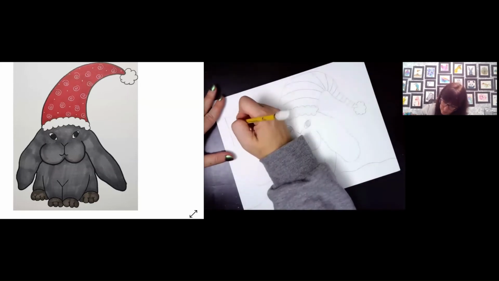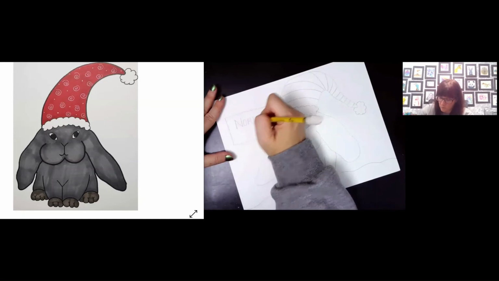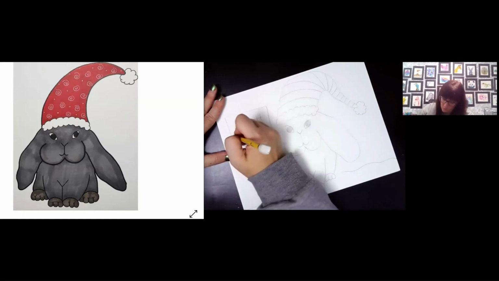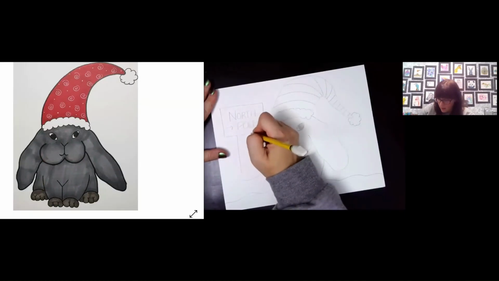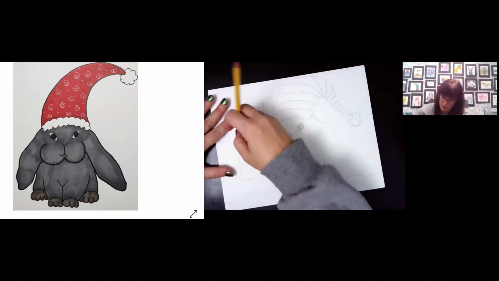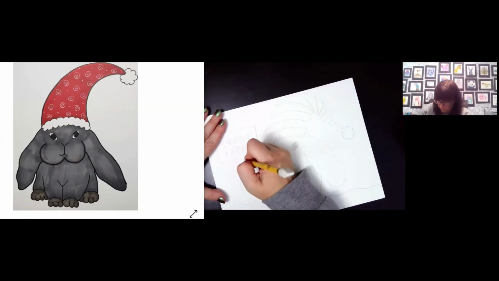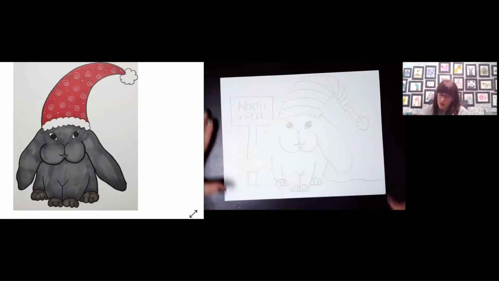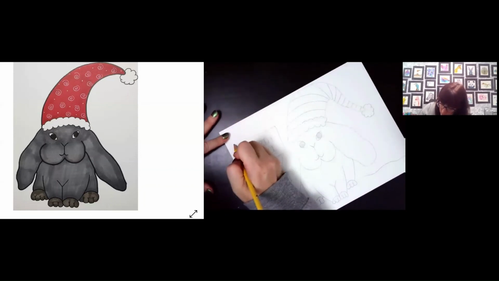It's gonna say North Pole. I'm going to add a little sign. No, it doesn't look centered, does it? A little post for it to be on. And I want the sign to look a little fancier, so I'm going to actually go around it one more time. Kind of create a frame.